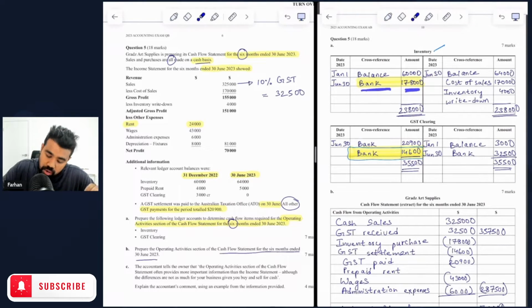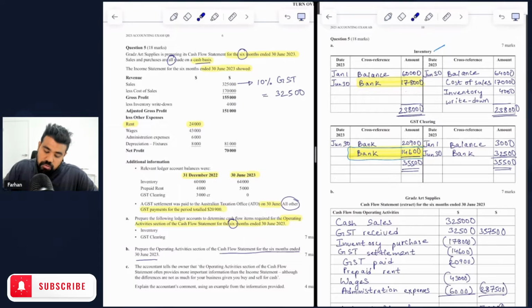The reason we are writing bank here is because the second line of the question explicitly mentions sales and purchases are all made on a cash basis. So which means whatever purchases we have made, the funds had to go out from the bank account, right? So that is why on the debit side, we are writing bank of $170,000. You need to be very careful in exam not to write accounts payable if the purchases have been made on a cash basis because you will lose marks.